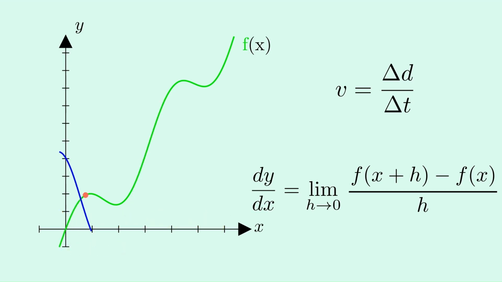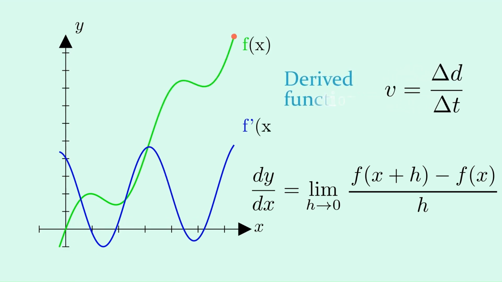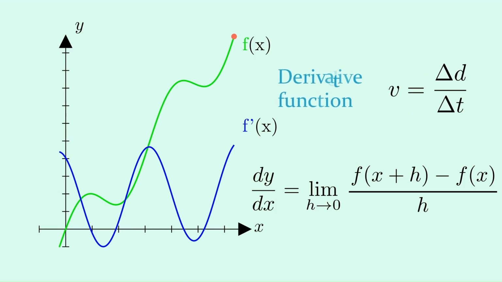And that was just one point. If you find the function's momentary slope at all the points, you have derived a new function to describe it. That term's so catchy, you might as well call it the derivative.